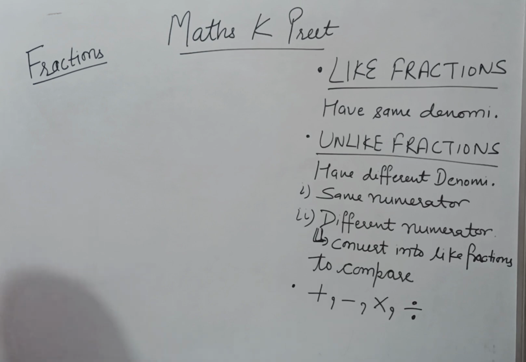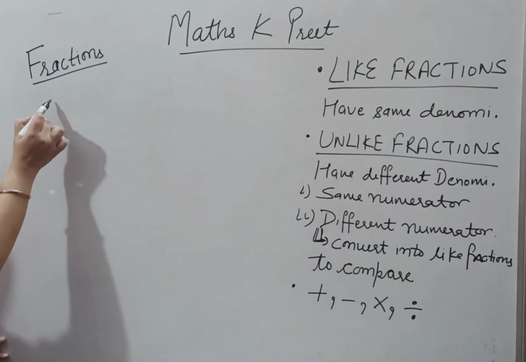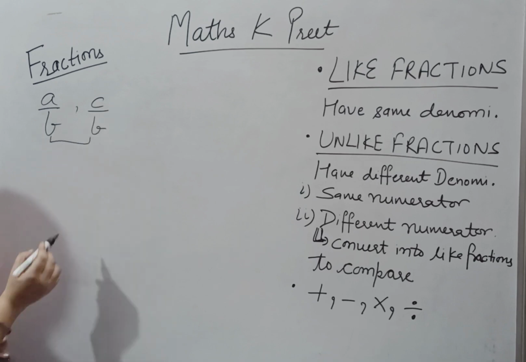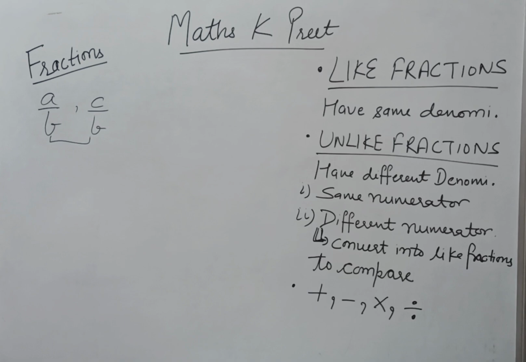See here. Like fractions are written over here. Like fractions are the fractions that have the same denominator. So fractions with the same denominator, say a by b and c by b. The denominator is what? Same. So these two fractions are like fractions.